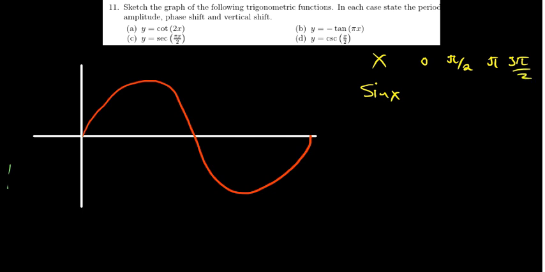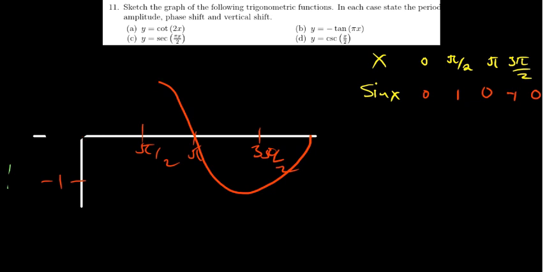Okay, so sine of 0 is, of course, clearly 0. Sine of pi over 2 is clearly 1. And then sine of pi is clearly also 0 there. Remember, I use like a values there. Pi over 2. So 0, 3 pi over 2 is equal to negative 1. And then 2 pi, of course, is also equal to 0, clearly.